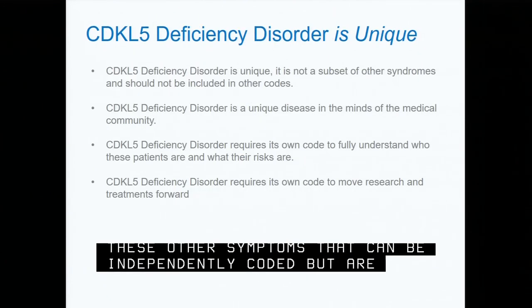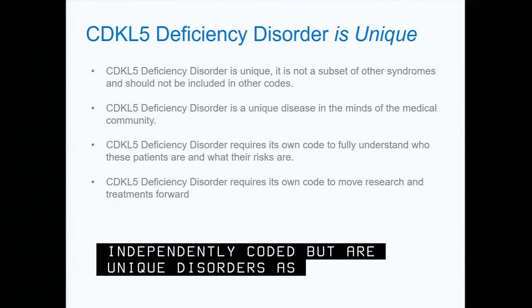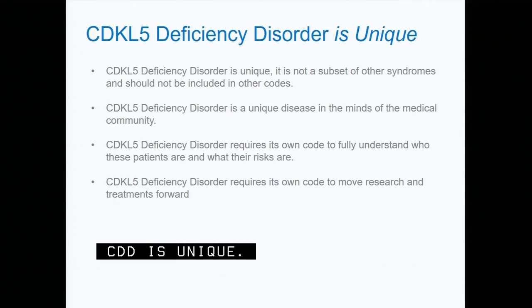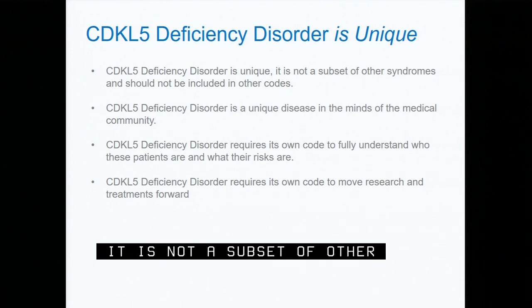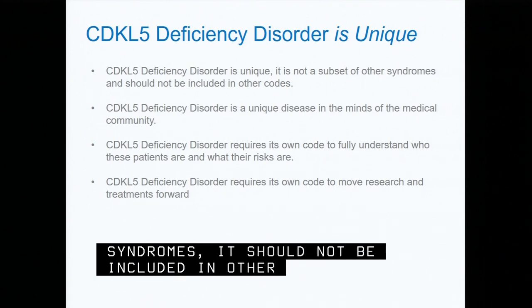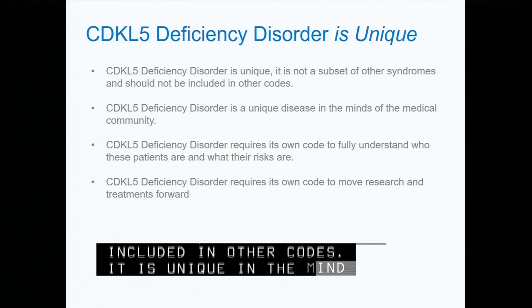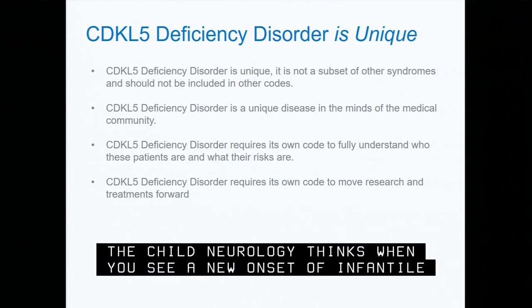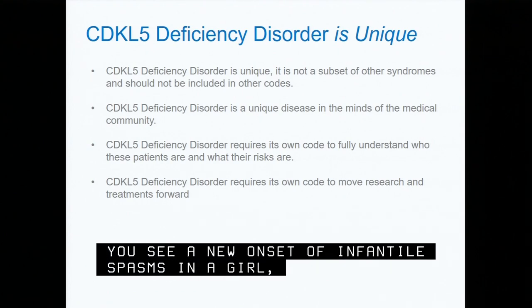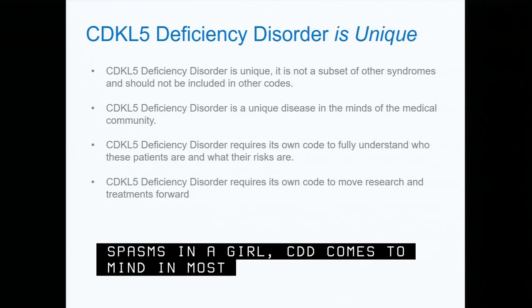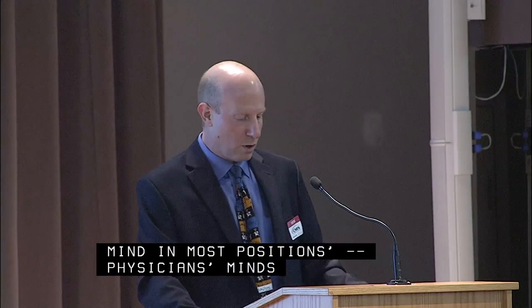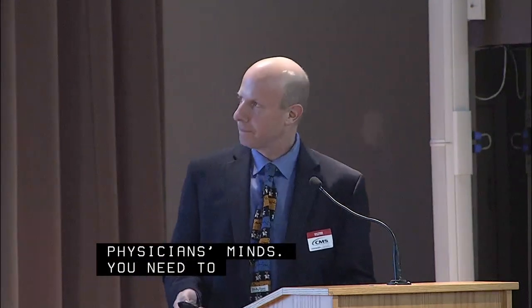So CDD is unique, and it's not a subset of other syndromes. It shouldn't be included in other codes. It's unique in the minds of the medical community. The child neurology community really thinks of CDD when you see a new onset of infantile spasms in a girl; it comes to mind for most physicians. It requires a unique code to understand who these patients are and the full spectrum of their clinical phenotype, and it requires its own code to move research forward.